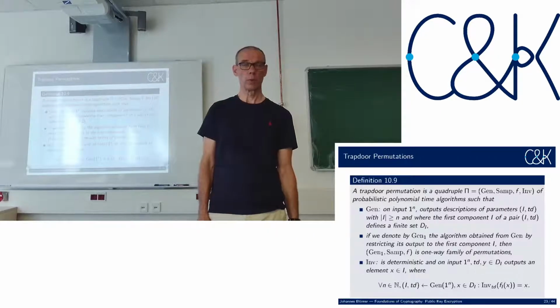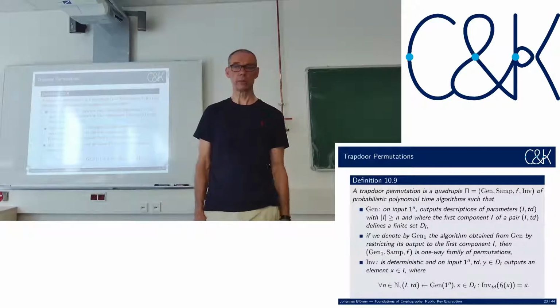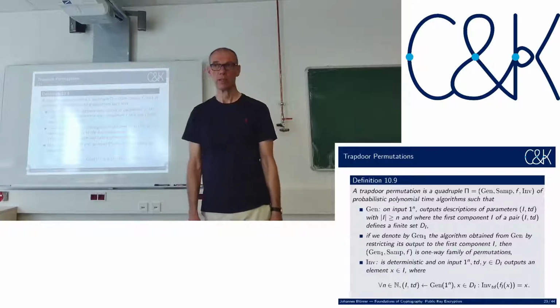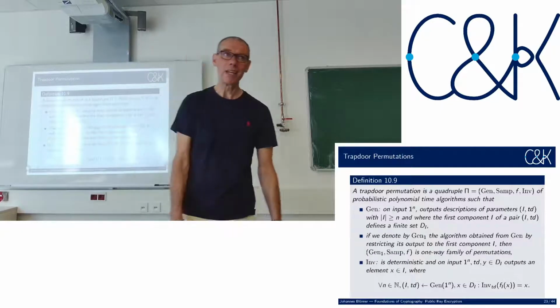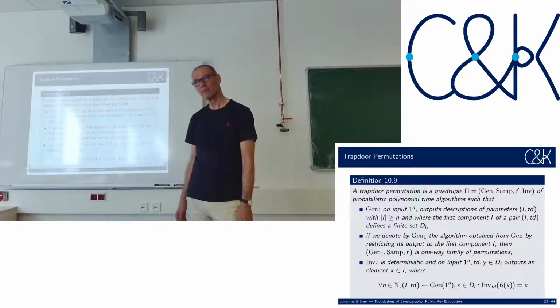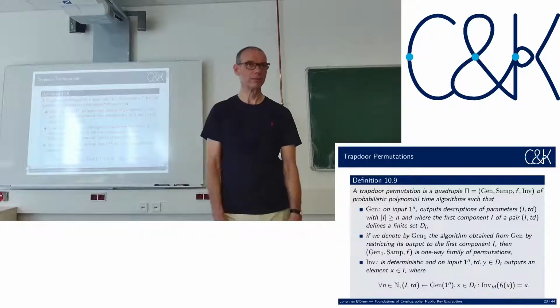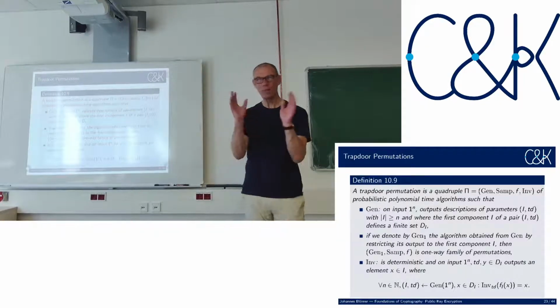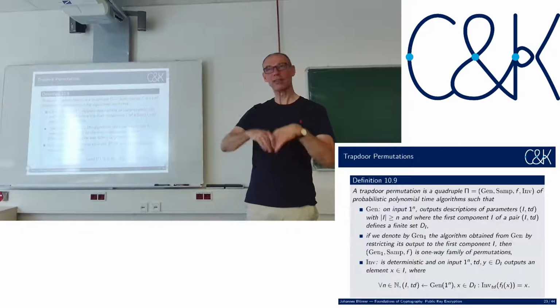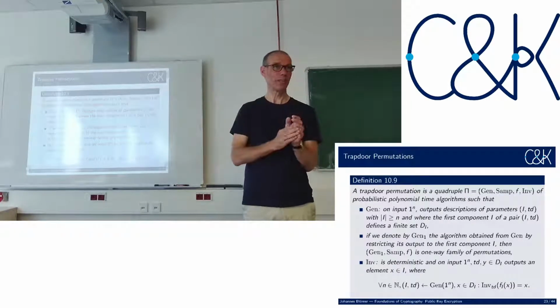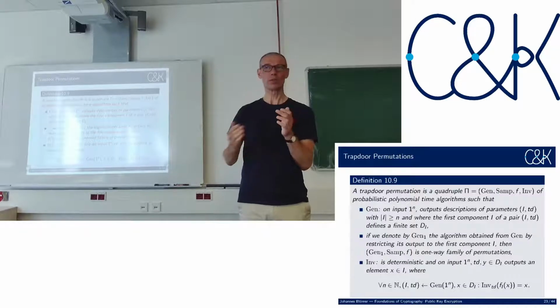We cannot show that if one-way functions exist, then trapdoor permutations exist. And there are results that indicate that this is really a stronger assumption. What that really means is that there are relativized models of computation in which one-way functions exist, but no trapdoor permutations exist.